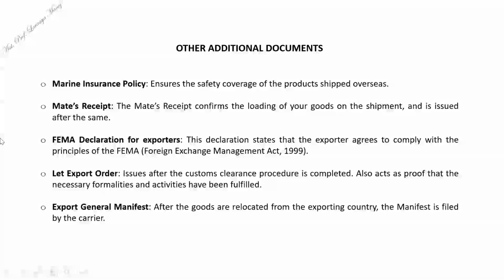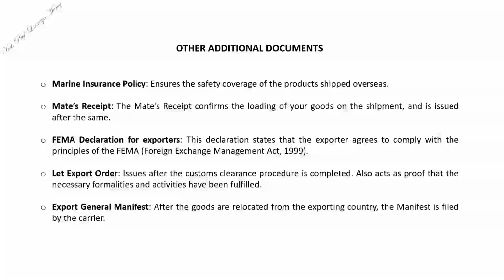Mate's receipt. The Mate's receipt confirms the loading of your goods on the shipment and is issued after the same. So once your goods have been loaded on the cargo ship, from the port area to the ship area, to the deck of the ship, the Mate's receipt is initiated.